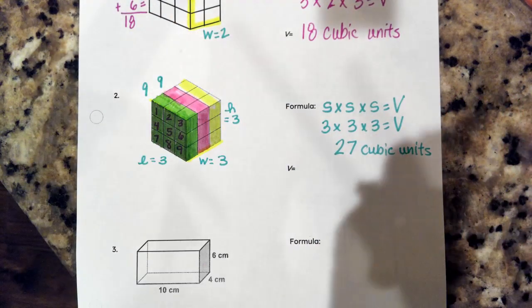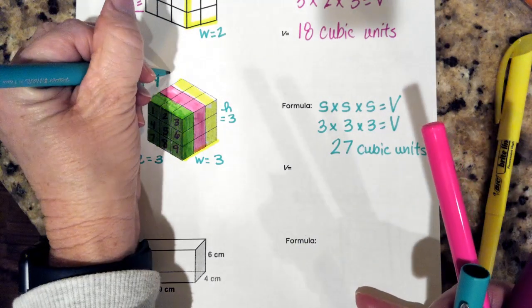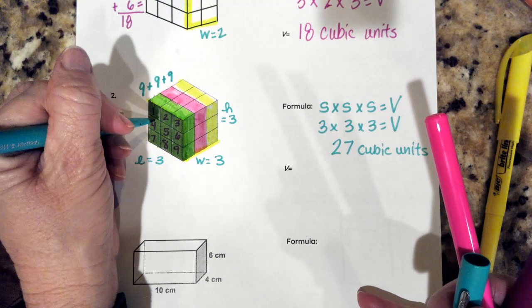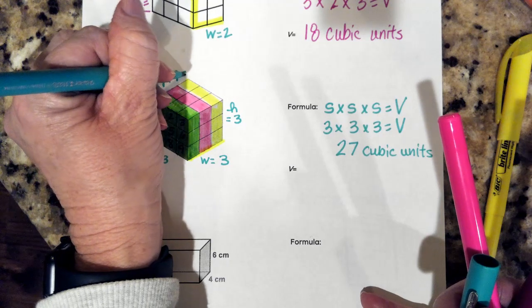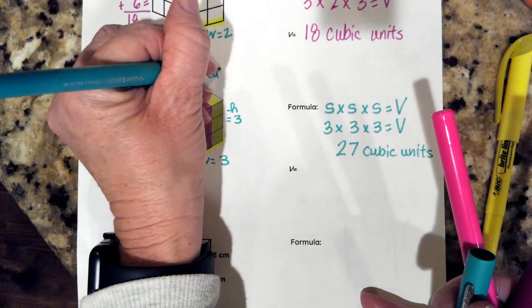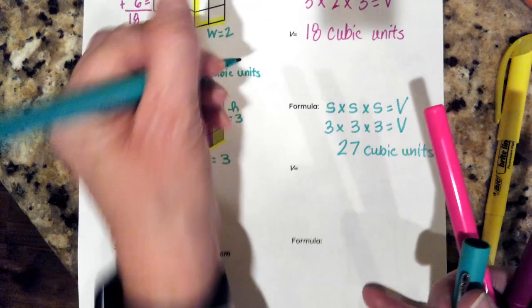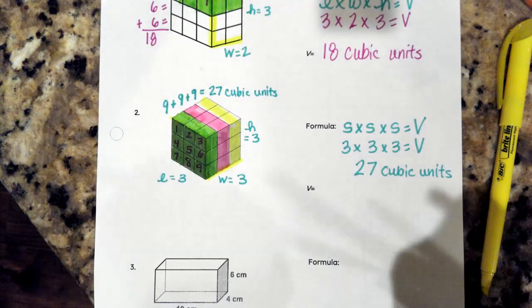It's important to see all those layers and labeling. So when I think about a layer of 9 plus another layer of 9 plus a third layer of 9, that is also going to give me the 27 cubic units. So make sure that you have recorded that so that we can find your answer easily.